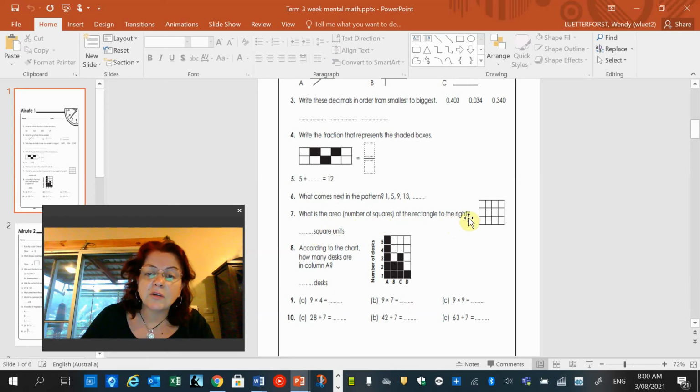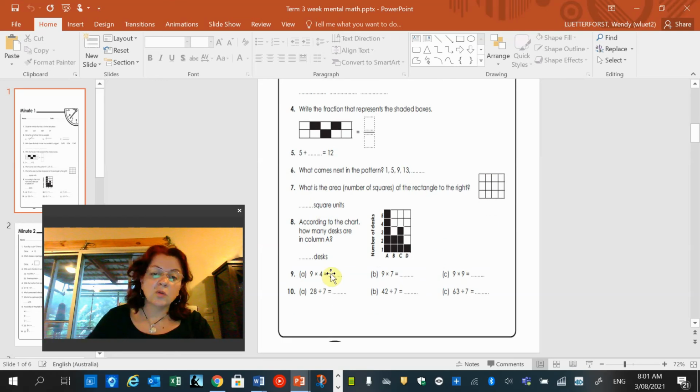Okay, 7. What is the area, number of squares of the rectangle to the right? Now, normally in area, we'd go length by side, but we're just going to count the squares. We're going to see how many square units. So count those up and write them in. According to the chart, how many desks are in column A? I'll let you figure that one out. That's pretty easy too. And then we've just got some simple multiplication here. I want you to write the answers in.